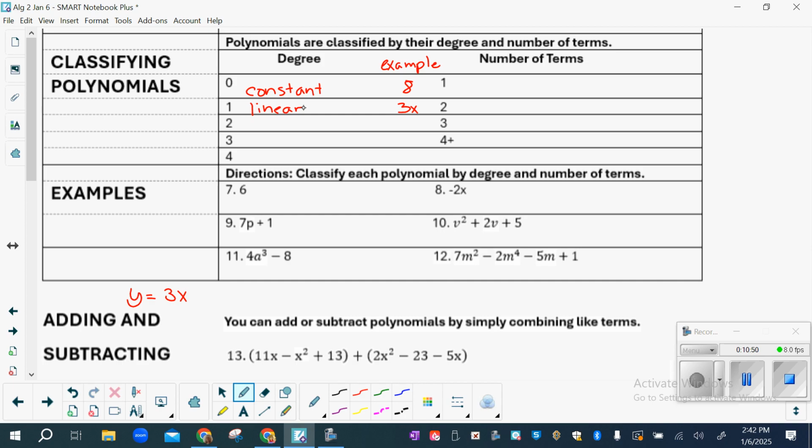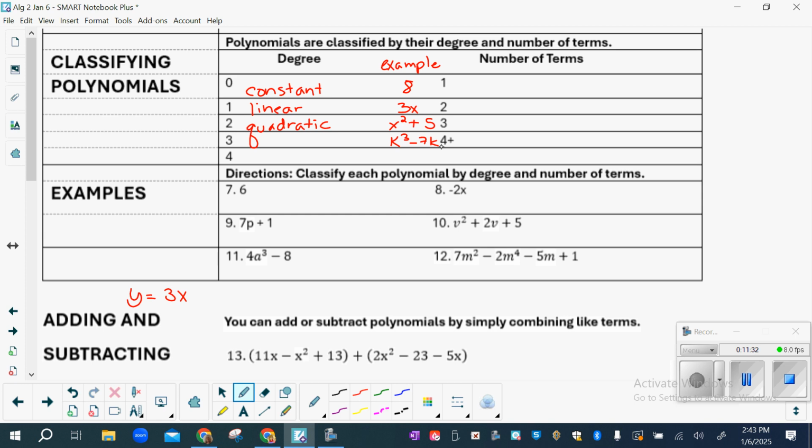So an example for number 2 would be, say, x squared plus 5. Quadratic, that's right. So this is called a quadratic. So again, the degree is named according to the shape of the graph. So 3, an example would be, say, k to the 3rd minus 7k.